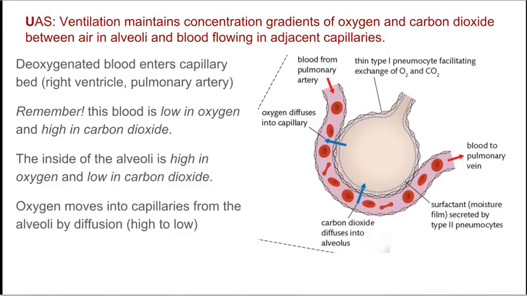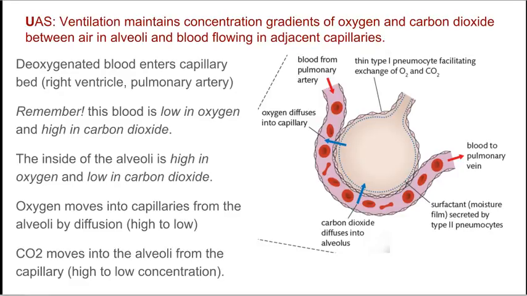Therefore, diffusion becomes important. Oxygen moves into the capillaries from the alveoli by diffusion, from high concentration to low concentration of oxygen, as represented by the blue arrow there. And the opposite is true. The blood contains high levels of CO2, so it moves from the blood to the alveoli where there's relatively low concentration, and as we breathe out, this CO2 is taken away from the body.